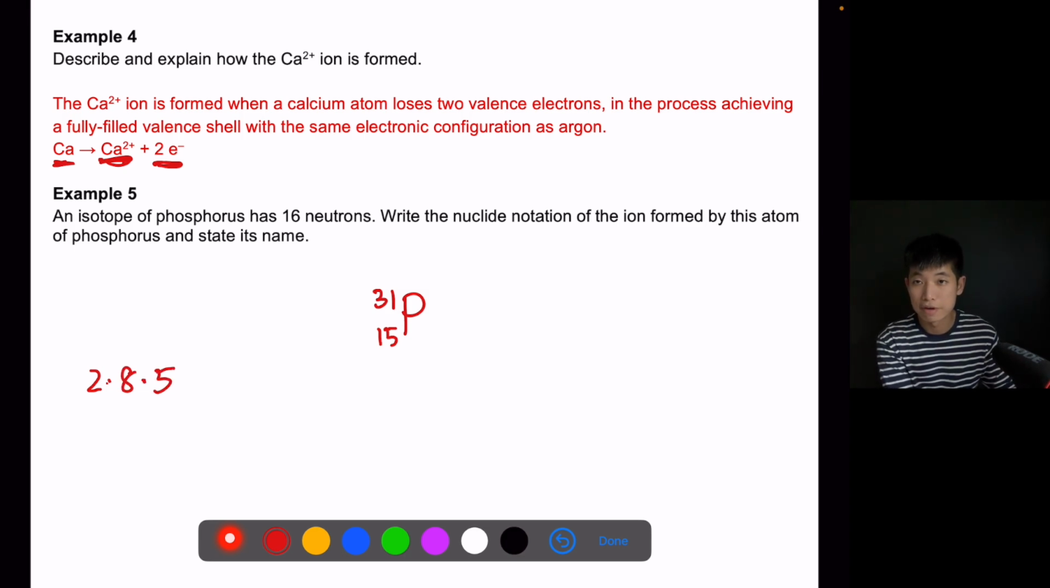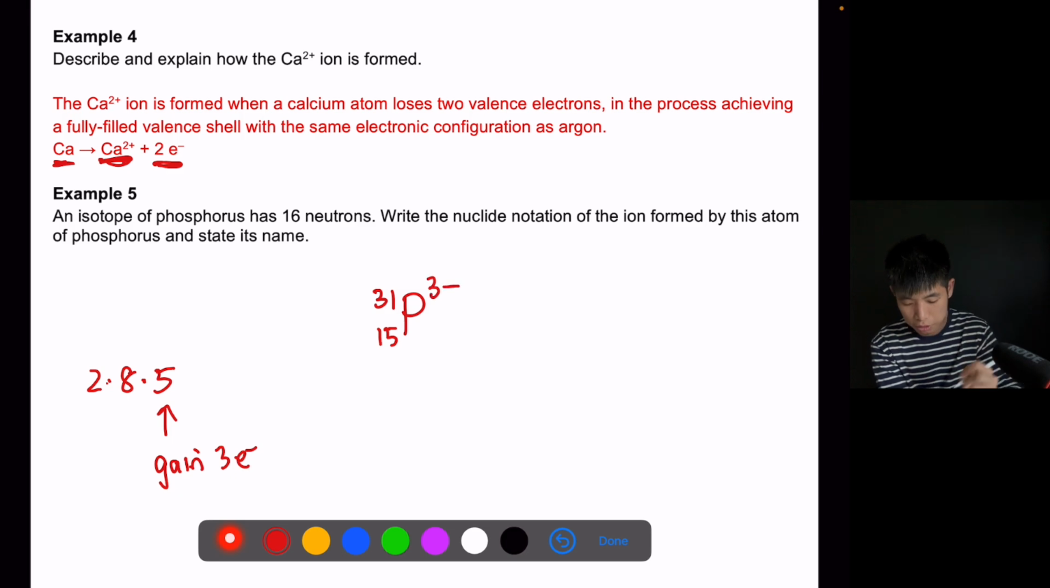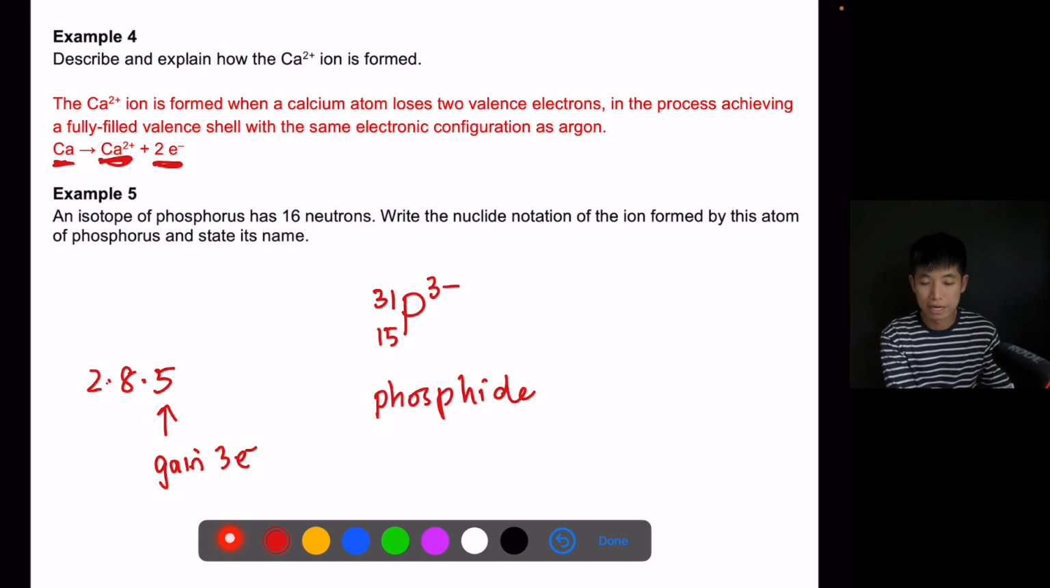Since it already has 5 valence electrons, it just needs 3 more to have a fully filled valence shell. So you will gain 3 electrons. Since electrons are negatively charged, when you gain the 3 electrons, you have 3 minus overall. So remember the name change? So this is called the phosphide ion.